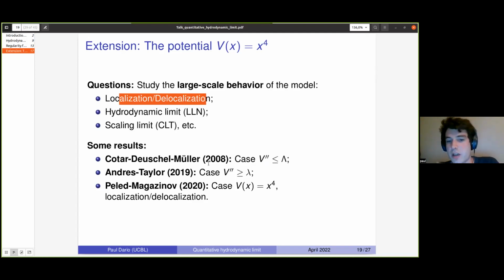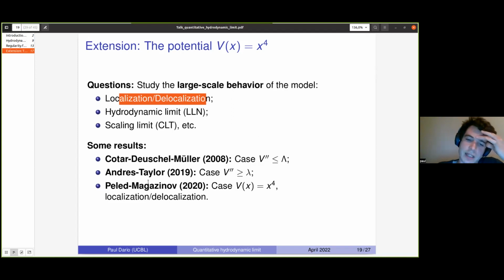Some results exist in the literature, because trying to extend the results above this uniform convexity assumption has been a subject of research. There are two papers, Cotard, Deschel, and Müller, and one of Cotard and Deschel, which study the case where the second derivative can be degenerate from below, so it can take a value equal to 0 or even negative values. But you assume that the second derivative is always bounded by lambda. There is a more recent paper, 2018, where the second derivative is larger than lambda.